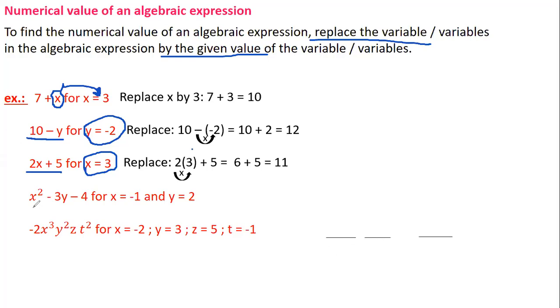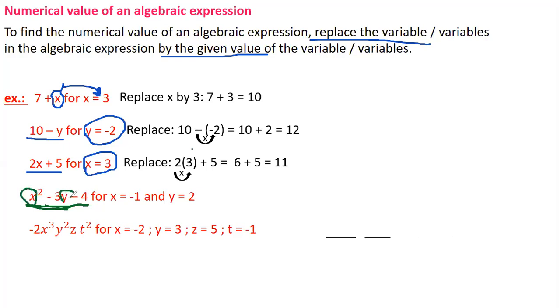Now, the given algebraic expression, Maya, is x squared minus 3y minus 4. Do you see it? This is the algebraic expression. Can I ask you, Maya, a question? How many variables do you have in this algebraic expression? 2. Which are what? X and Y. Yes, we have here 2 variables, the variable x and the variable y, as Maya said.